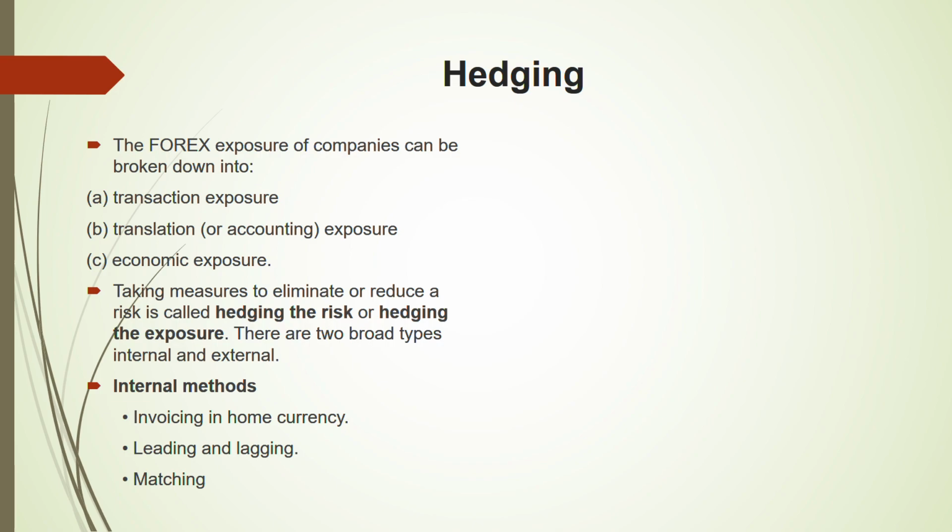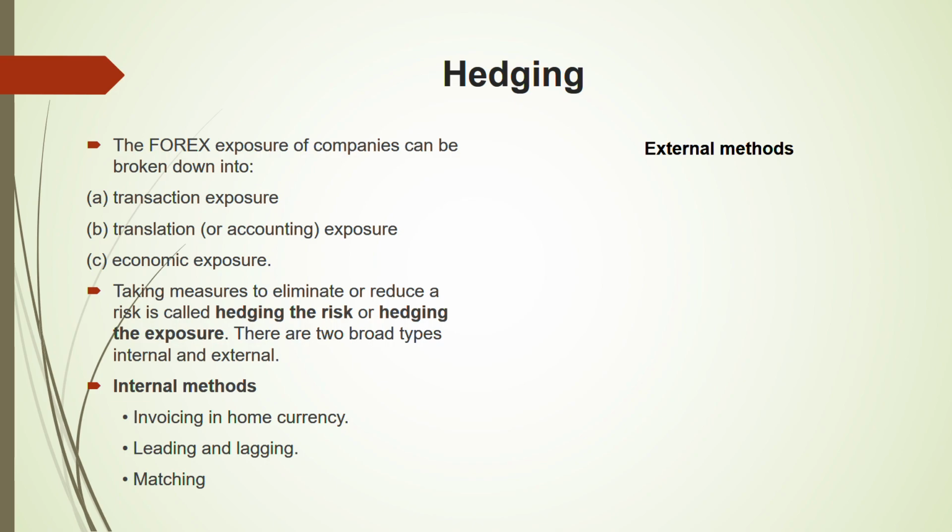So that risk is minimized. Now, let us go to the external methods. Our main focus is on external methods. But internal methods can also be asked alongside the external methods. For example, mostly the netting of your receipts and payments. Okay, that is called matching.